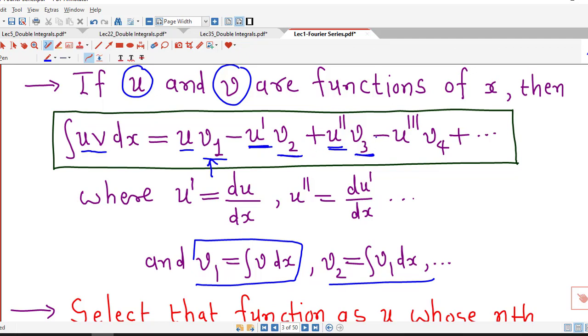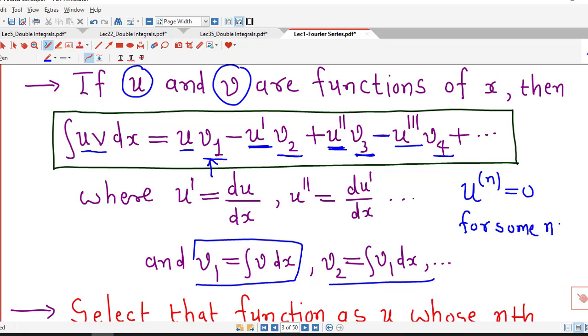Next term, here we have positive sign, so here we have negative. Here we have second derivative of u, so here it is third derivative of u, and integral of v3, which is denoted by v4. Now in this formula we will select that function as u whose derivative becomes 0 after some finite number of steps.